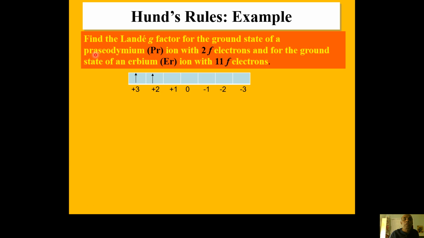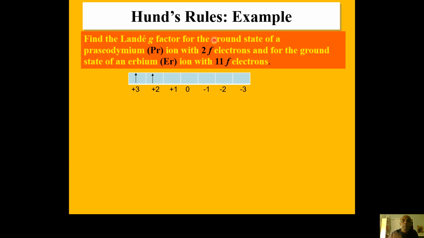This one we call praseodymium, Pr, which has 2 F electrons. Then we'll talk about erbium, which has 11 F electrons. If you first start with Pr with 2 F electrons, what do you know about this? F means SPDF, that is 3, right? So you can have L values going from +3 to -3. If I put all these boxes, you have 7 of them. Now you have only 2 electrons. So how do you fill this?